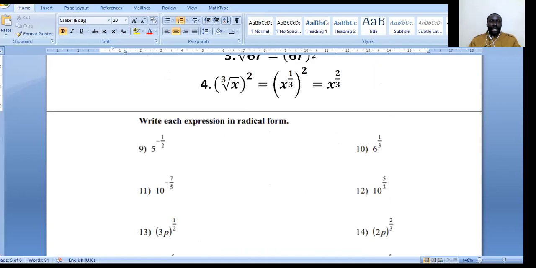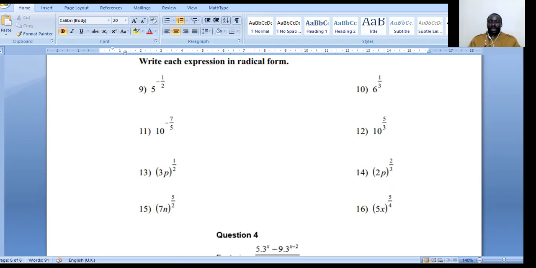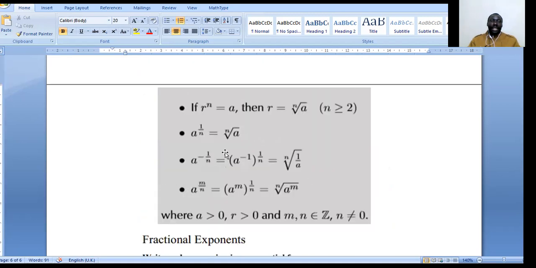The next bit that I would like us to look at is to discuss a few numbers, writing them in radical form, meaning writing with the square root sign. To do this, remember the definitions that we had seen earlier on. If a is raised to 1 out of n, we can write it as the nth root of a. We can also write the nth root of a as that. So we can start from left to right, or from right to left. That's what we are dealing with in this case.